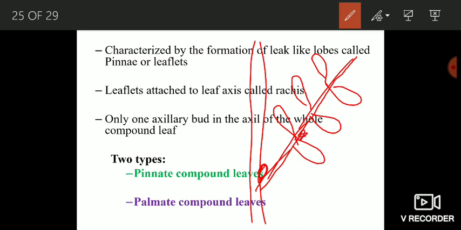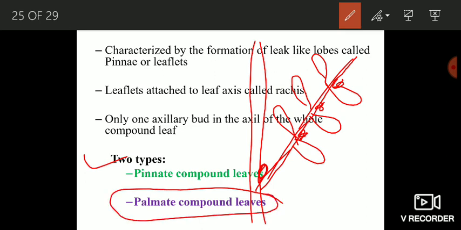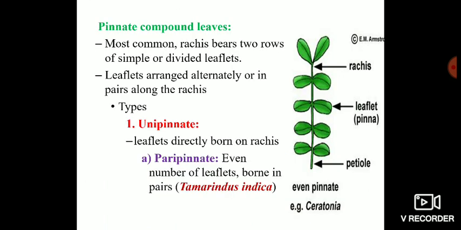You do not have the axillary buds in the axils of individual leaves, and these compound leaves are further of two types: pinnately compound leaves and palmately compound leaves. Today we will restrict our focus on the first type, pinnately compound leaves. So let's move on with the compound leaves.